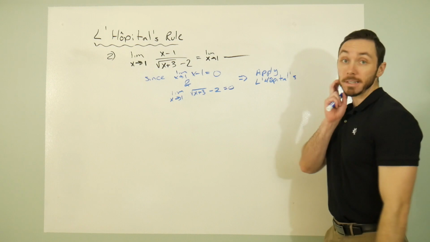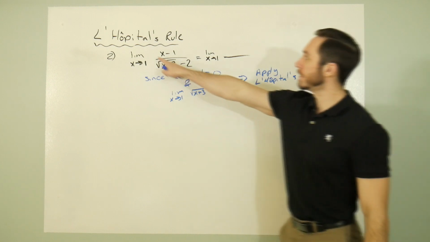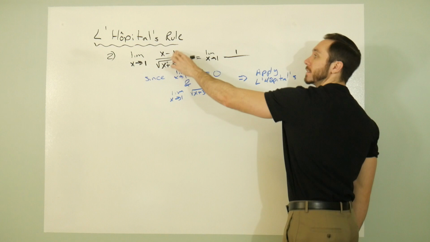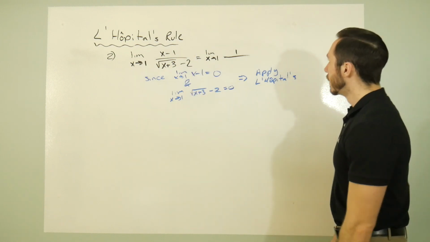Looking at the numerator, that's an easy derivative. The derivative of x is just 1, and the derivative of the constant nulls out, it's 0, goes away.